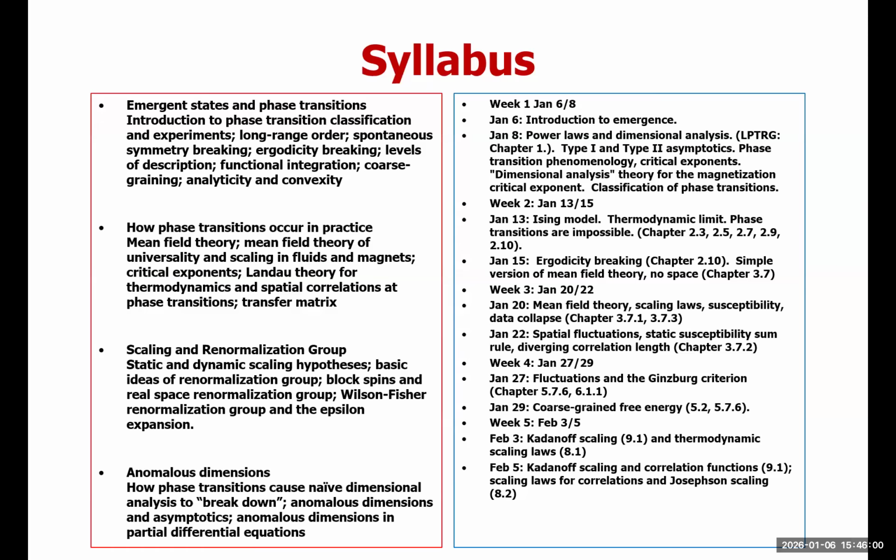So on the left panel is the coarse-grained picture. I told you about levels of description, so here are two different levels of description. This is the level of description where there are 4 parts to this course: emergence and phase transitions, how you classify them, how they occur in practice; scaling and the renormalization group; and then anomalous dimensions and scaling behavior in systems even out of equilibrium. Okay, so that's the coarse-grained picture.